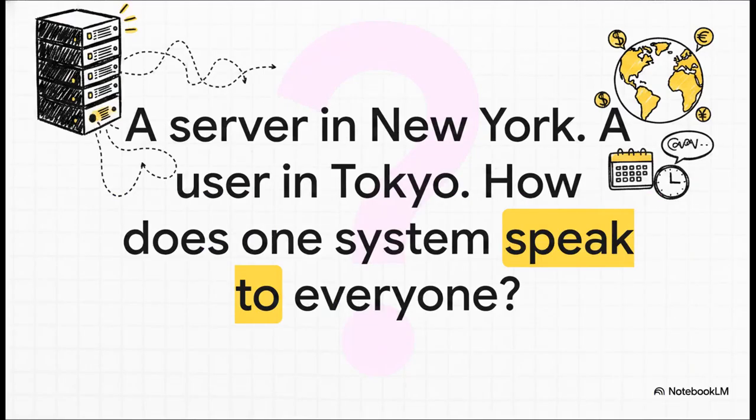So let's start with the basic problem, right? Imagine you've got one server. Maybe it's sitting in a data center in New York, but it has to work perfectly for a global team. Someone in Tokyo needs to see dates in their format, your finance team in Paris needs to see the correct currency symbols, and everyone needs system messages in a language they can actually read. How on earth does Linux pull all of that off?